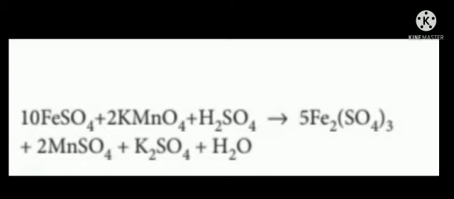Now, the equation becomes 10 FeSO4 plus 2 KMnO4 plus H2SO4, which gives 5 Fe2(SO4)3 plus 2 MnSO4 plus K2SO4 plus H2O. It should be given in the step 3.